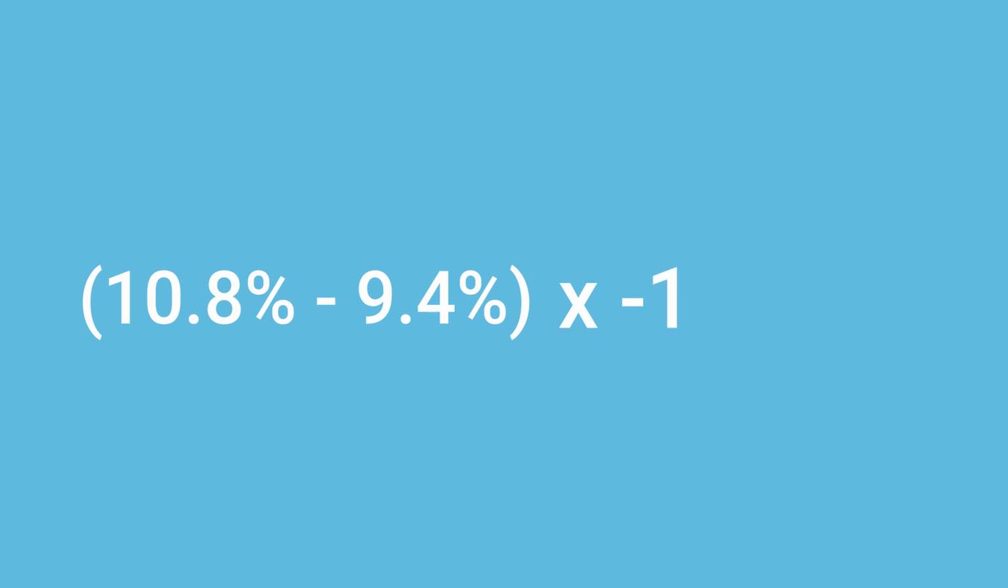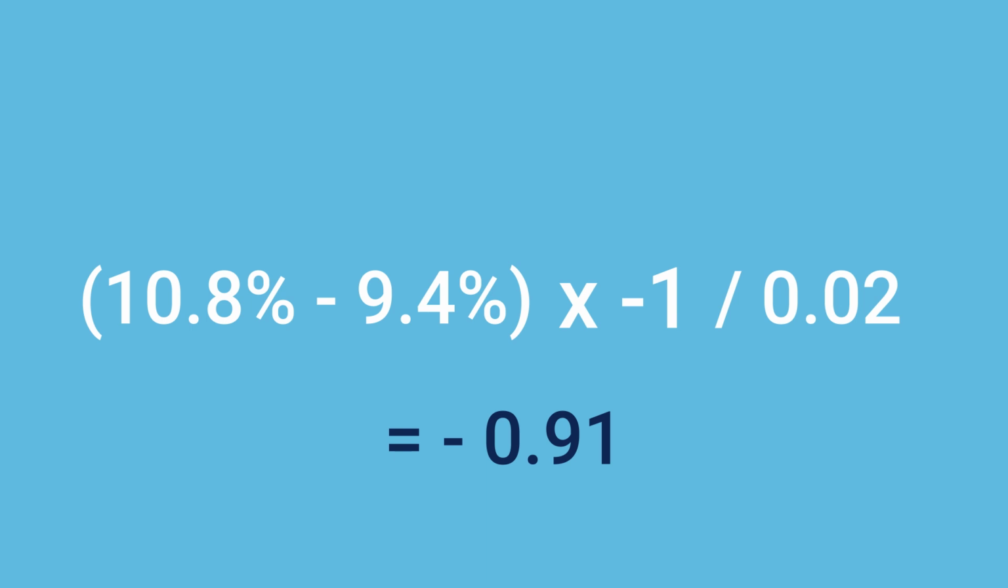Your COPD 30-day mortality rate is 10.8%. The national average is 9.4%. They subtract 10.8% from 9.4%. Because this mortality measure is an inverse measure, you multiply that number by -1. And then you divide that number by 0.02, which is the standard deviation across all hospitals. That gives you your standardized score of -0.91.